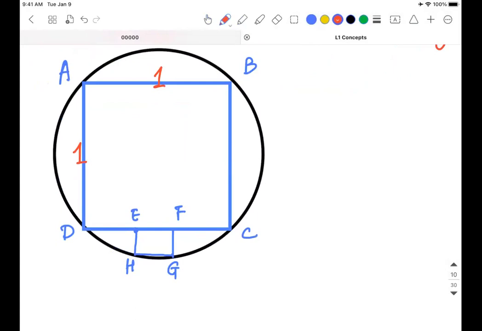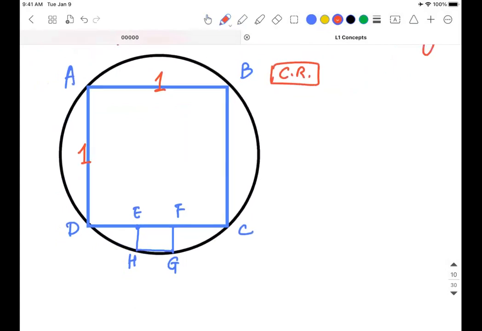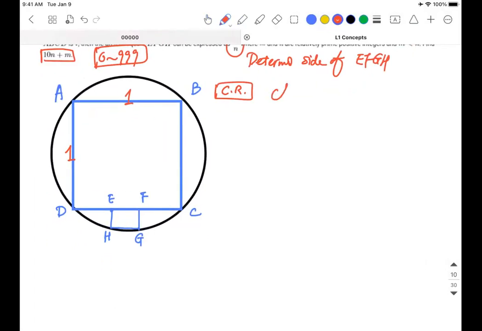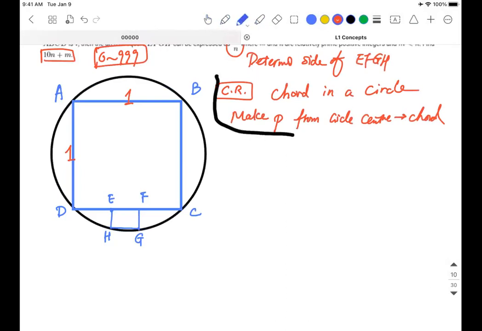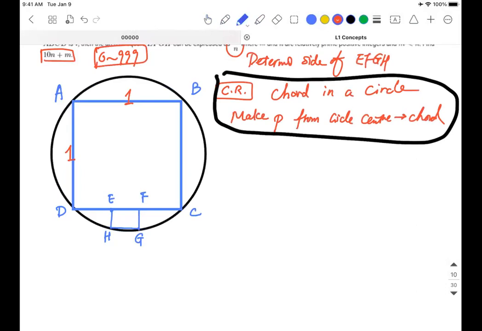Here I'm going to teach you a very important conditional reflex. As long as you see a chord in a circle, more often than not, you're going to make a perpendicular line from the circle center to the chord. This is extremely important. Whenever you see a chord in a circle, always make a perpendicular line from the circle center to the chord.